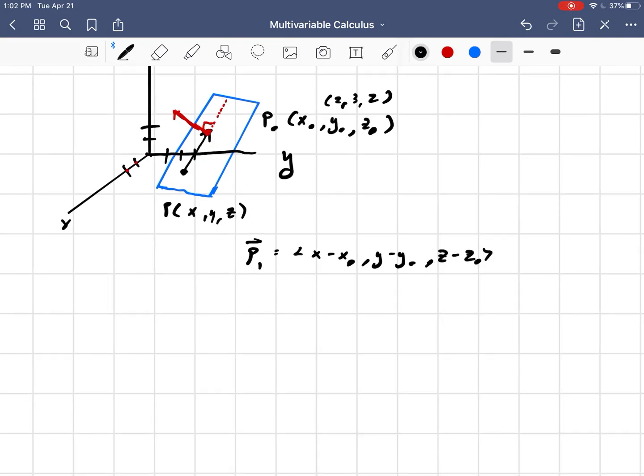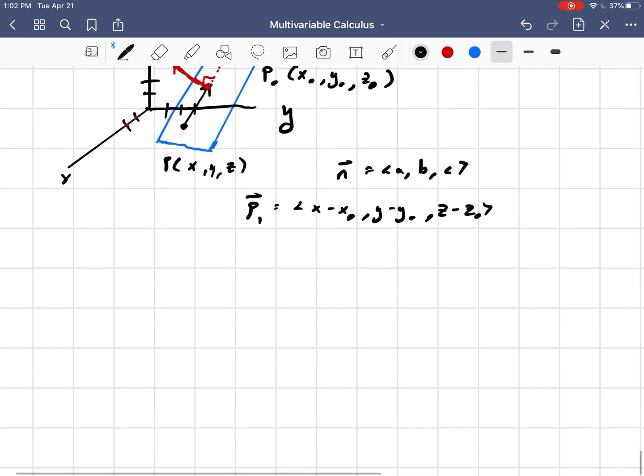So I'm going to try to draw this the best I can, but it's popping out of the plane like this at a 90-degree angle to the plane. And let's call this the normal vector n. And let's say it has components A, B, and C.